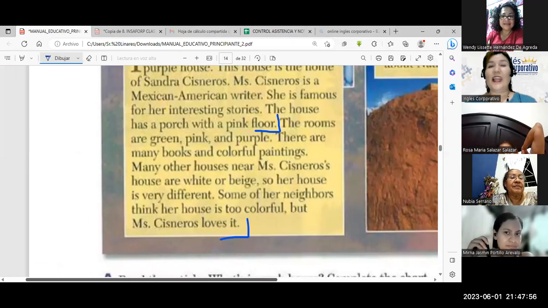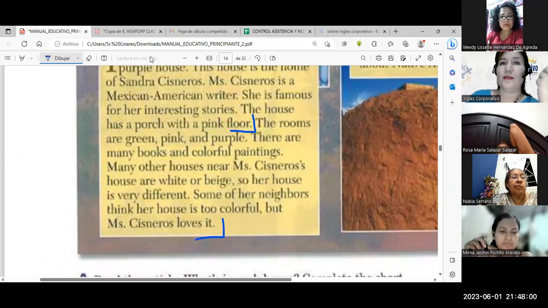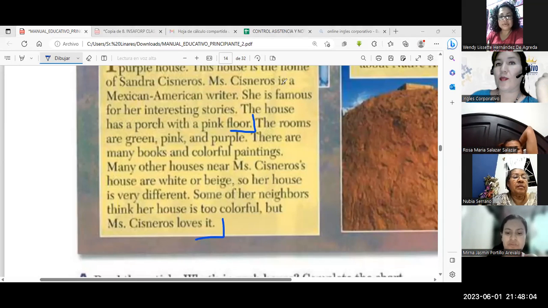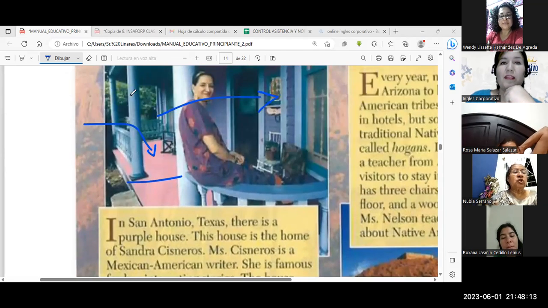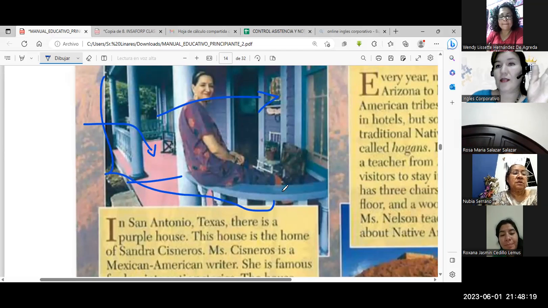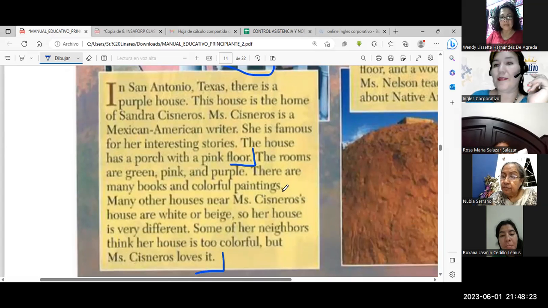Excellent job. Any question about vocabulary? Preguntas de vocabulario, palabras que no conozcamos. No? ¿Todo está claro? Porch. The porch. The porch is this part of the house. Es lo que les mostraba. Es el recibidor. Esta parte de la casa. El porche.